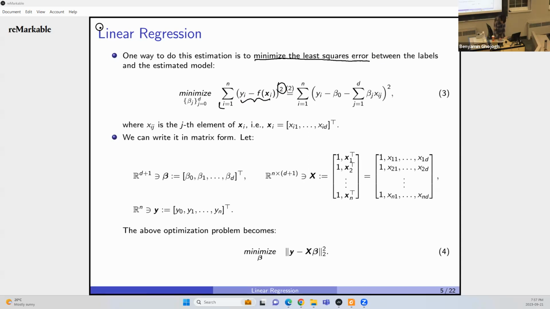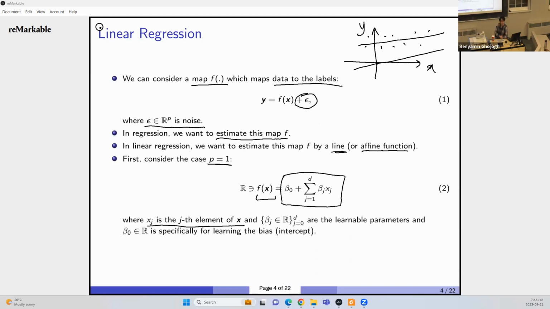I square them because I don't care for the sign of the error, and then I sum over all of the points. So let's minimize with respect to beta 0 until beta d. Therefore, I have d plus 1 optimization variables. And now let's replace f of xi with equation 2. Okay, so I will have this.